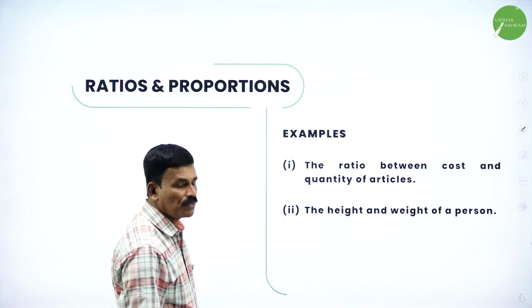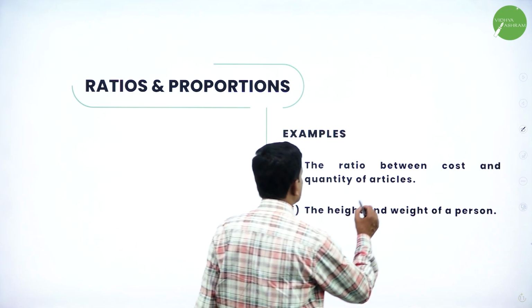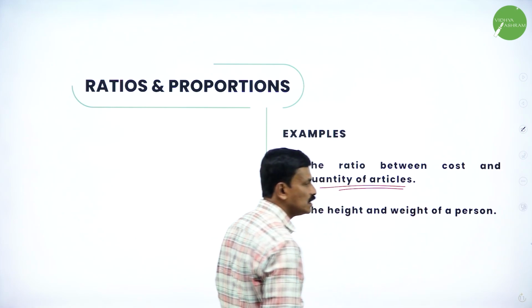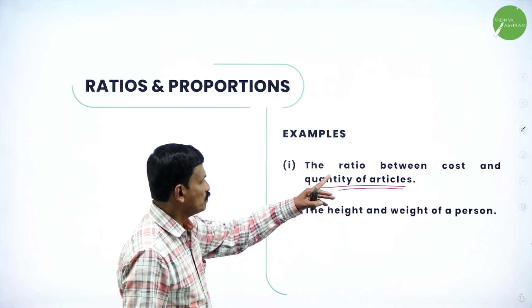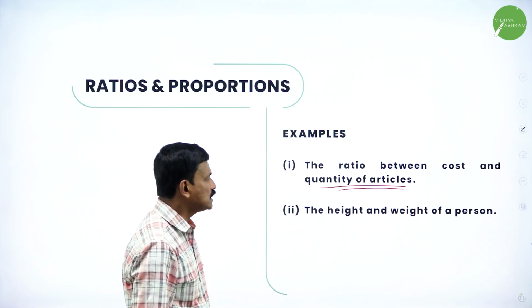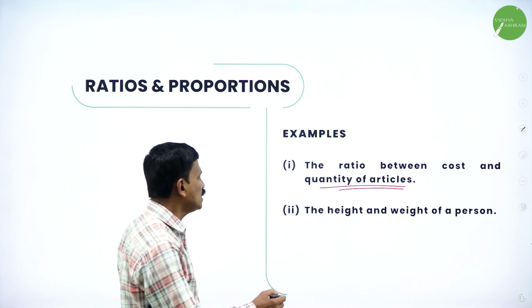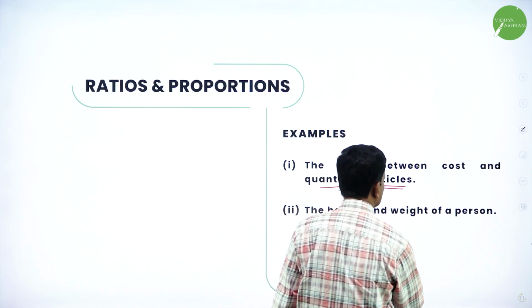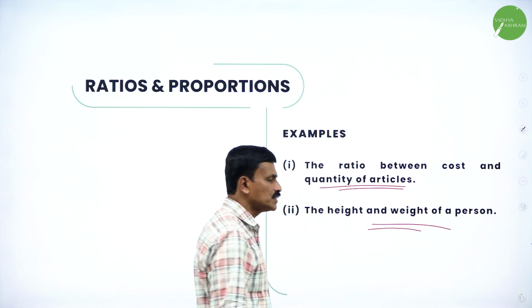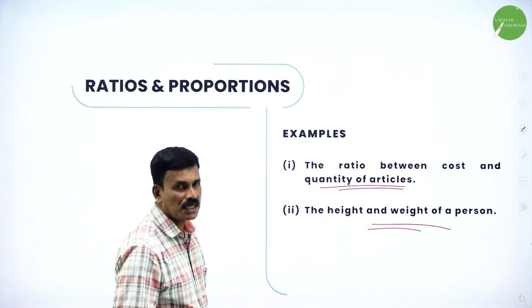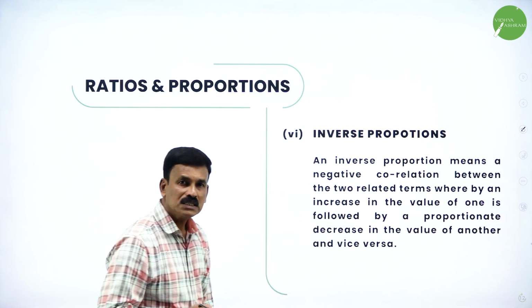Now, examples for direct proportions are the ratio between the cost and quantity of an article. The ratio between the cost and quantity of an article is an example for a direct proportion. Similarly, the height and weight of a person is also an example for a direct proportion. Next, inverse proportion.